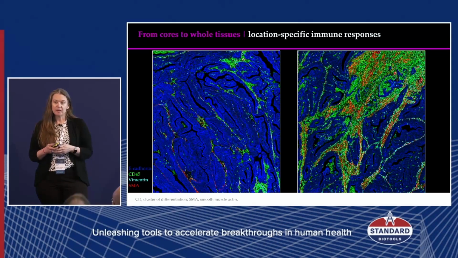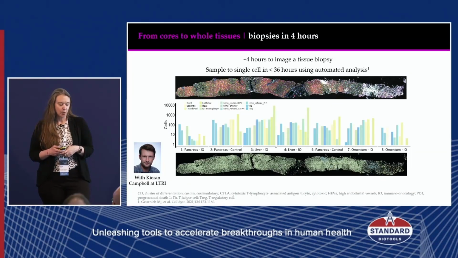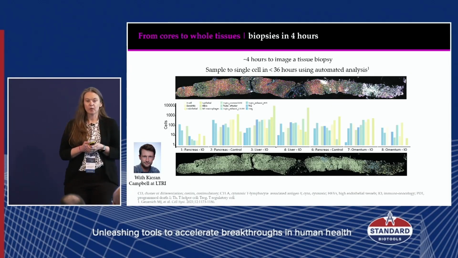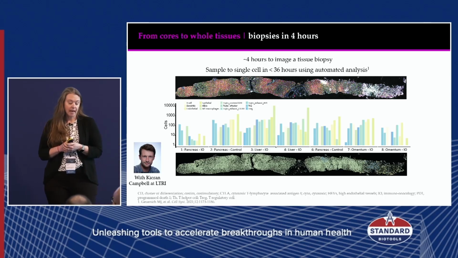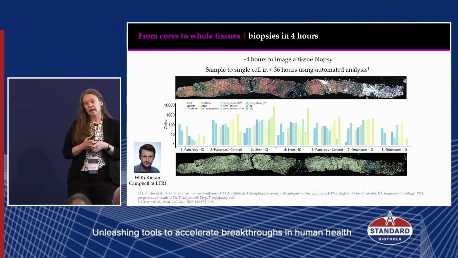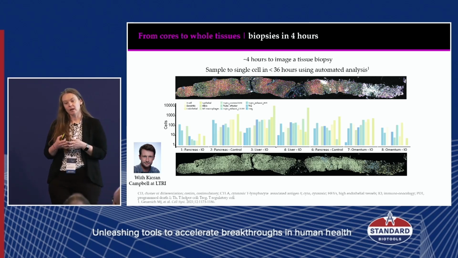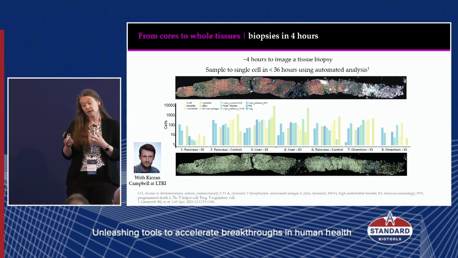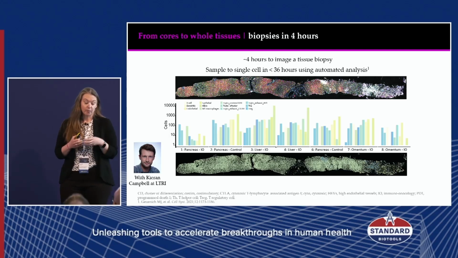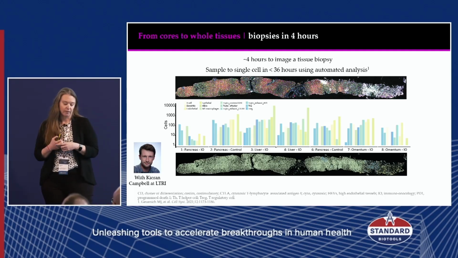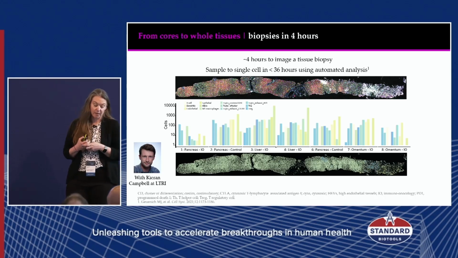The other thing with that speed is, how quickly can we turn around results? This was a pilot study that we had done with Dr. Kieran Campbell's lab at the Lunenfeld. We wanted to see how quickly we could return results. In this pilot, we did immune profiling of a liver metastatic biopsy from a patient with pancreatic cancer. We were able to go from samples to single cells in less than 36 hours using a rapid pipeline for automated analysis that Kieran's lab has developed.